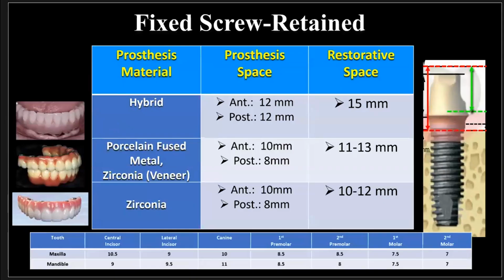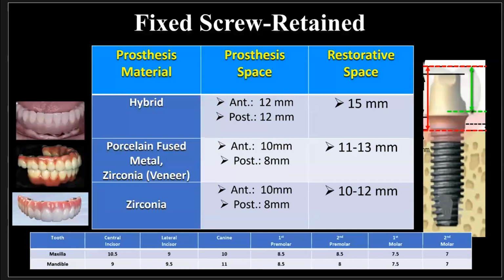So we came up with this chart here at the Institute where we have different space requirements. If we're dealing with an acrylic hybrid, that's a titanium substructure with denture acrylic layered on top of it. Our prosthesis space is going to be about 12 millimeters, in the anterior and posterior. We need adequate space for the titanium substructure as well as the layering on top. If we're evaluating down to our implant platform or the multi-unit platform, we're going to need 15 millimeters there.